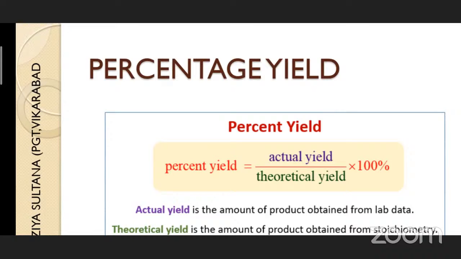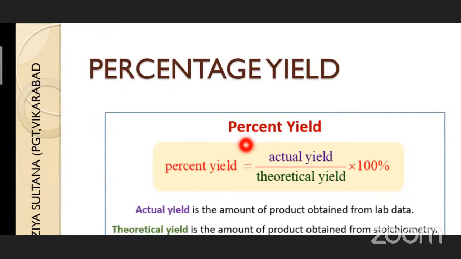So percentage yield will help us to know the efficiency of the reaction. Okay. This is an important thing. What is the use of percentage yield? To know the efficiency of the reaction.